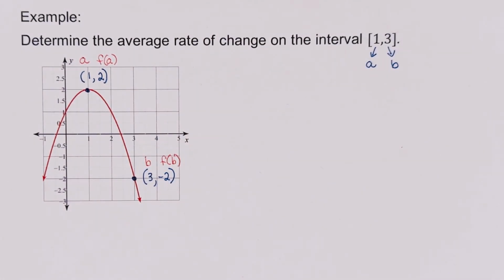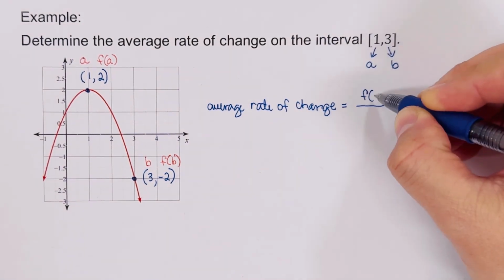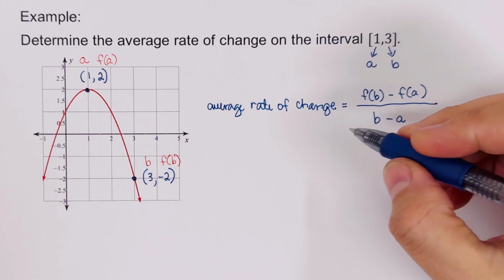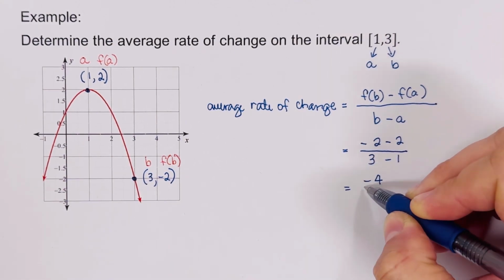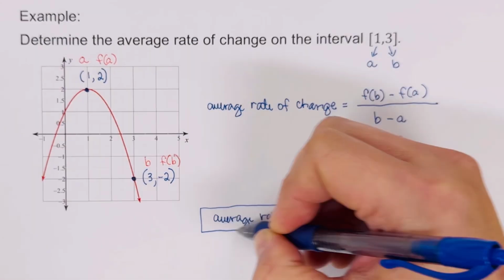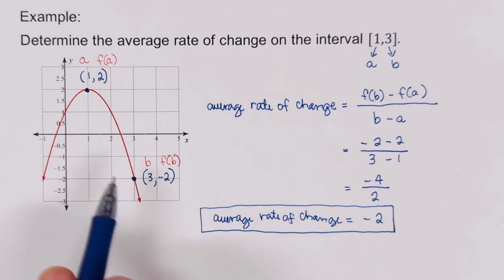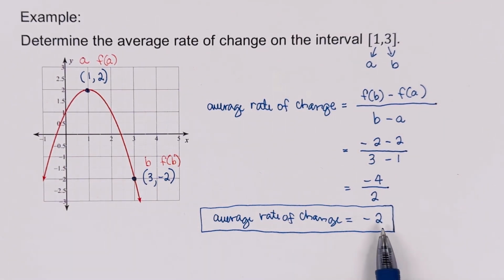Now, we are going to use the formula that we just had at the beginning of the video lesson and plug in these values. So what we do right now is we plug these values in. So the average rate of change from 1 to 3 is negative 2.